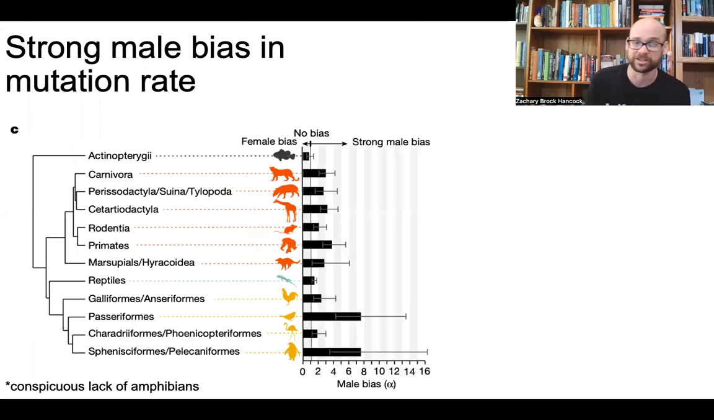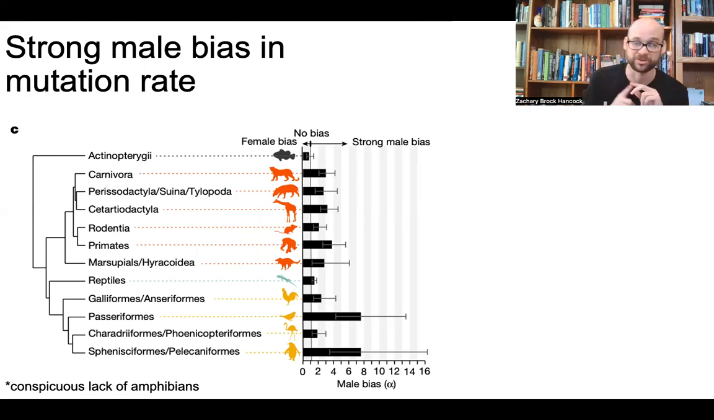Another thing that they found is that there's a strong male bias in the mutation rate. If you think about who's actually contributing to mutations in offspring, across all the organisms they looked at, except for fish, there's a strong male bias. So males are contributing most of the mutations.